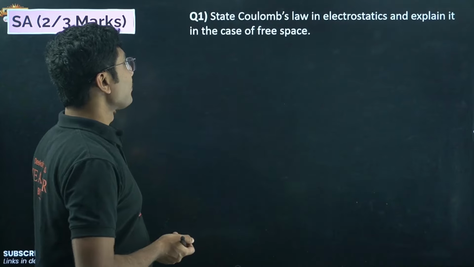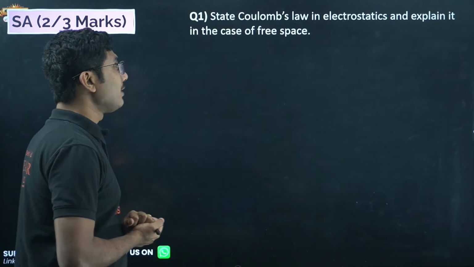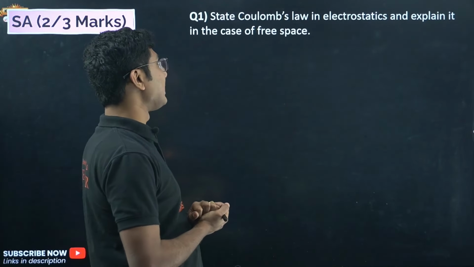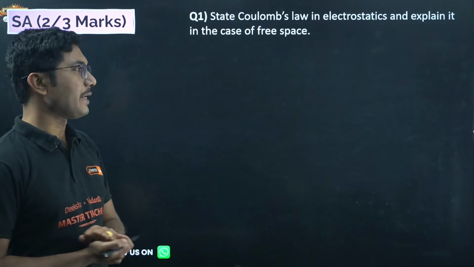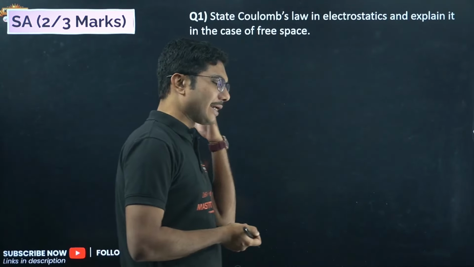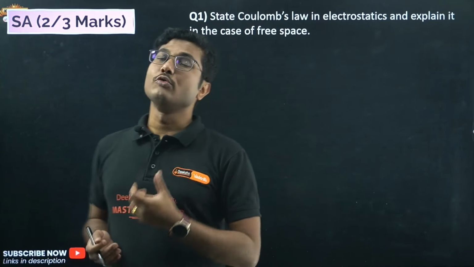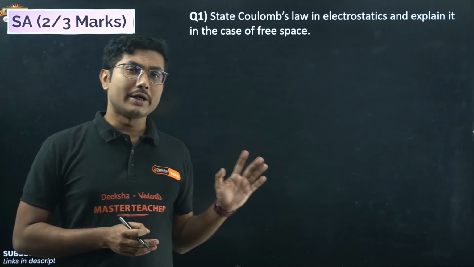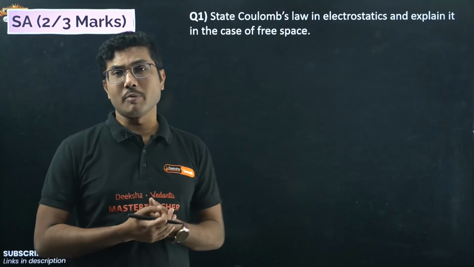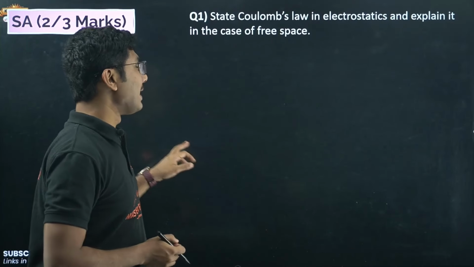So let us start. Question number 1: state Coulomb's law in electrostatics and explain it in the case of free space. This question might come as state and explain Coulomb's law, or write Coulomb's law in vector form. So all varieties of Coulomb's law questions might come. I will tell you how to answer that as well.